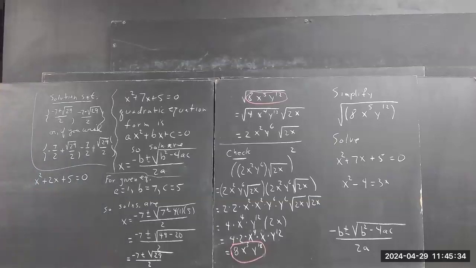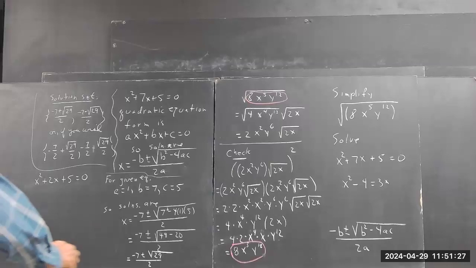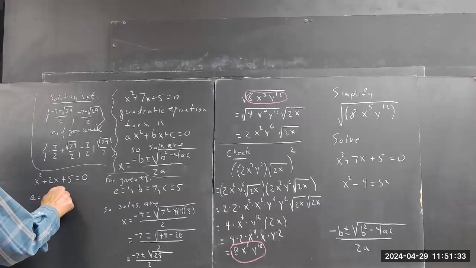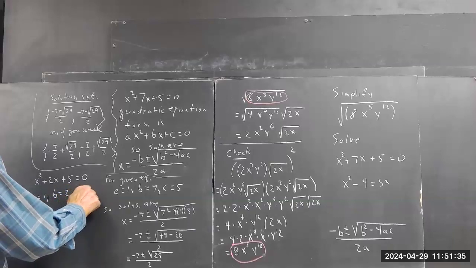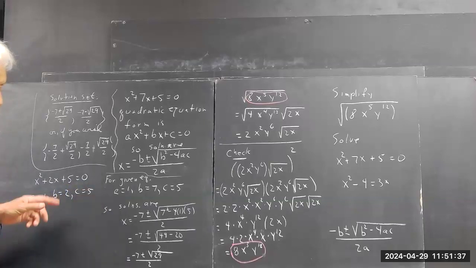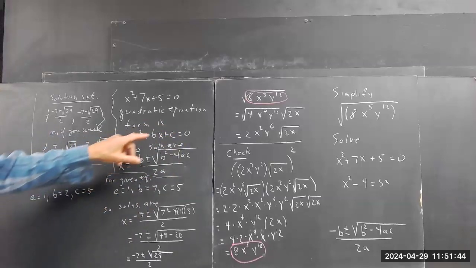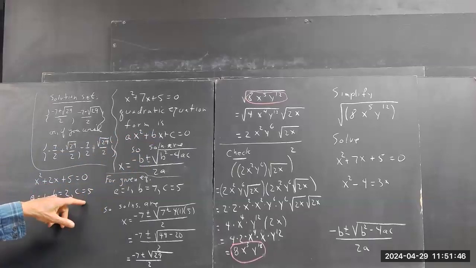So what do we do with this? Now, if we identify a, b, and c, well, a is 1, b is 2, c is 5. Because we put those numbers into the standard form, we get 1x squared, which is this, we get 2x, which is this, and c is 5.